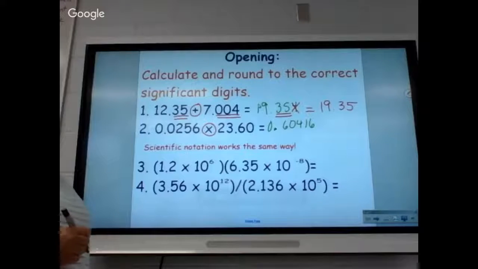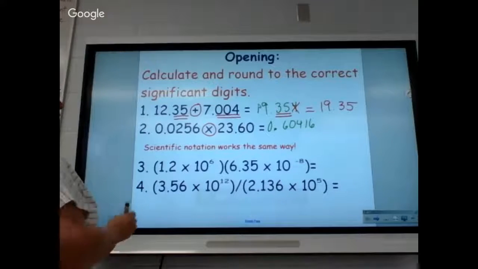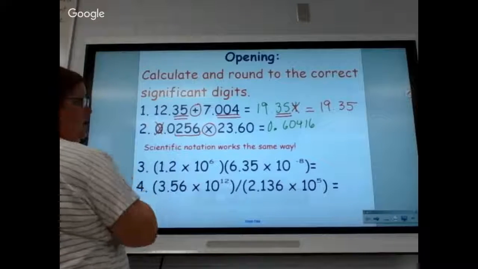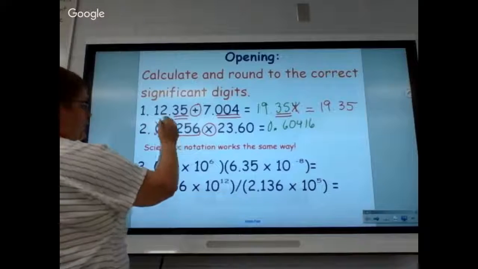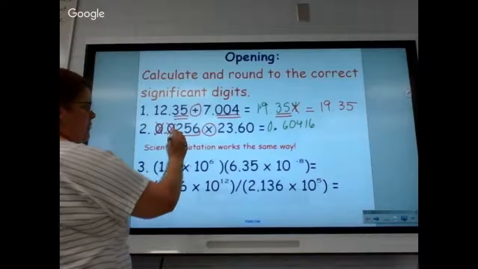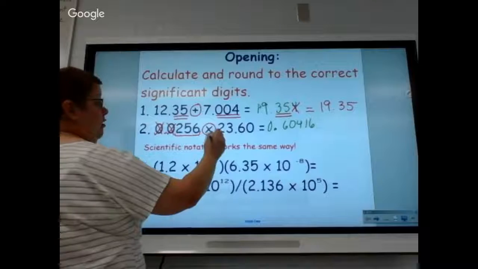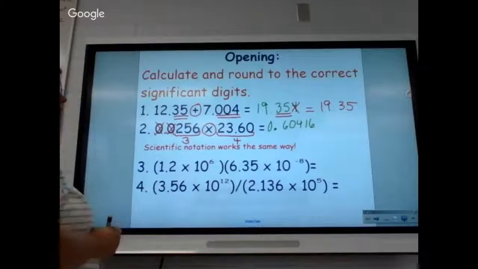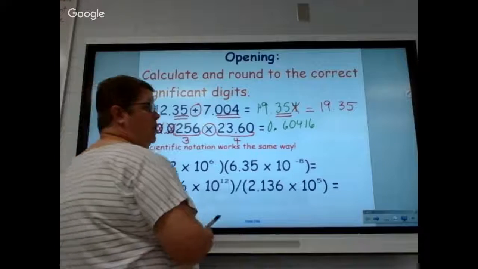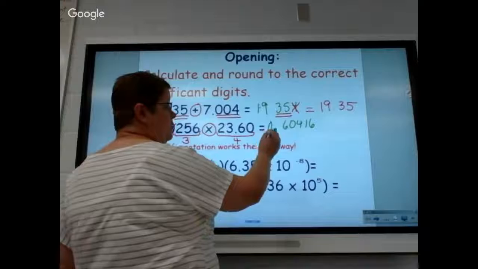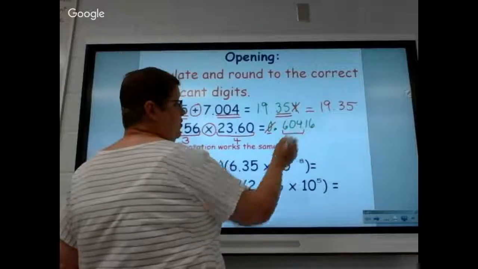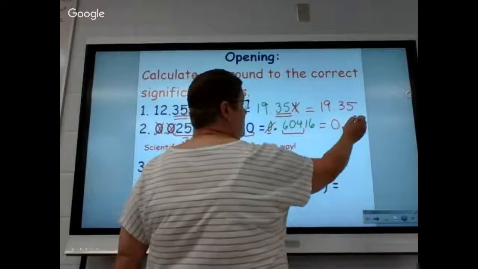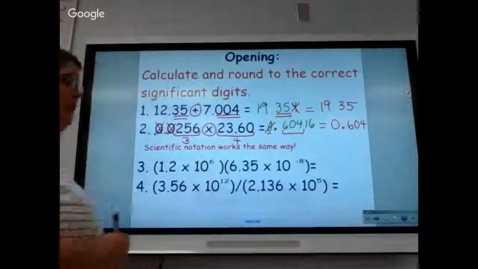Now, question number 2 is multiplication. Multiplication is not about decimal places. It's about significant digits. These 3 are significant. Hey, there's a decimal. This is a placeholder. So those 3 are significant, 2, 5, and 6. Here, all 4 are significant. So we have 4 significant digits, 3 significant digits. The least number is 3. So in this number, we want 3 significant digits. This one is not significant. So these are the first 3 that are significant. So our answer here is 0.604. Okay, everybody with me?